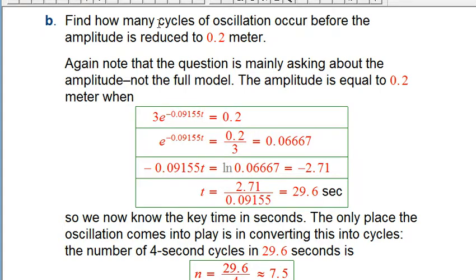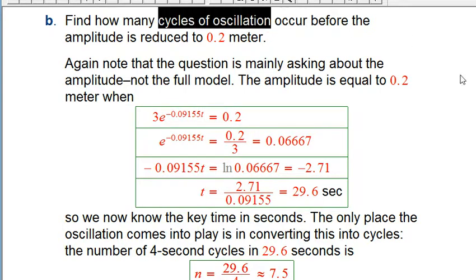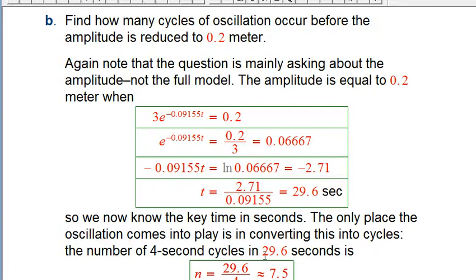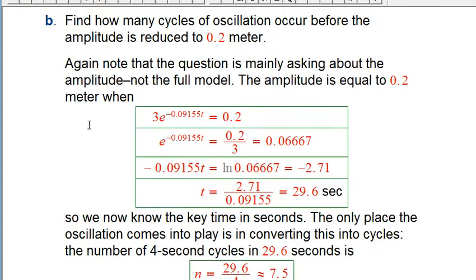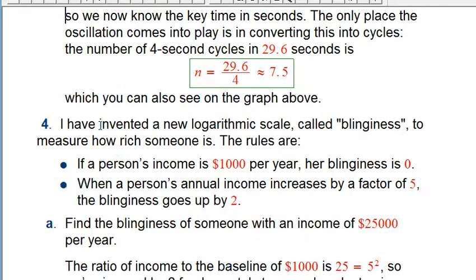And then the only place the oscillation comes in is that we are asking the question not in terms of 30 seconds, which is a pretty decent answer, but in terms of, oh, how many bounces? Let's see, 1 full cycle, 2, 3, 4, 5, 6, 7, and you're still a little bit past, but by 8 it's definitely not there. Okay, so about 7.5 full cycles before the amplitude is less than 0.2. Definitely a challenging one, but the thing to repeat to yourself is, do I really have to combine things right now? The exponential part and the oscillation part.